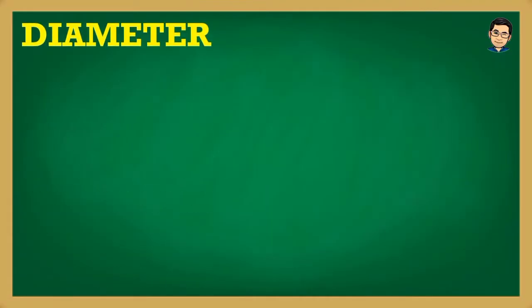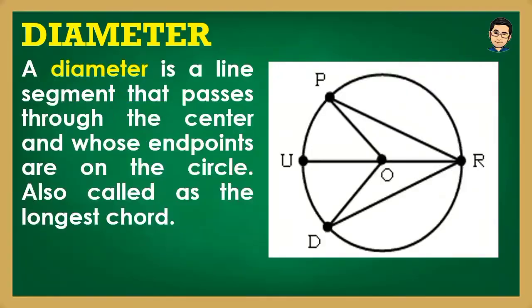Next part will be diameter. So a diameter is a line segment that passes through the center and whose endpoints are on the circle. It is also considered as the longest chord. So the difference between radius and diameter is the diameter is longer than the radius, of course. So kasi yung diameter, hinahati niya po sa dalawa yung circle.